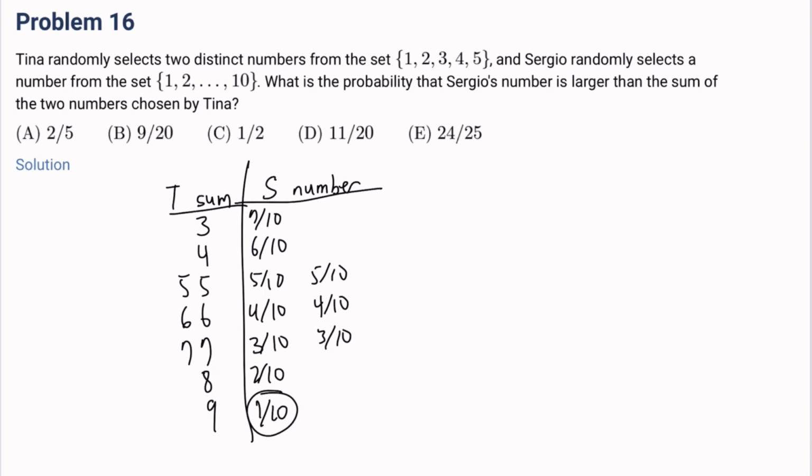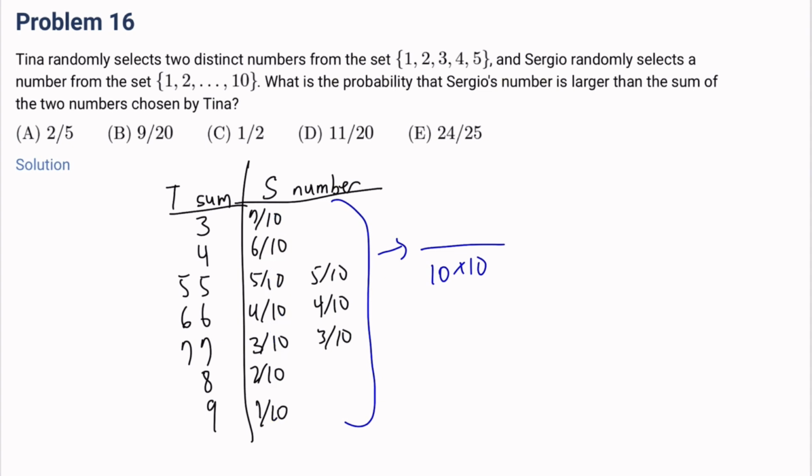And this value should be like 10, right? That's the only possible way that Sergio's number should be larger than 9. And so what we can do is we have to just add all of these things together. So this whole thing becomes all over 10 times 10, right? Because we have 10 values of 10 in the denominator, and they are all added together.